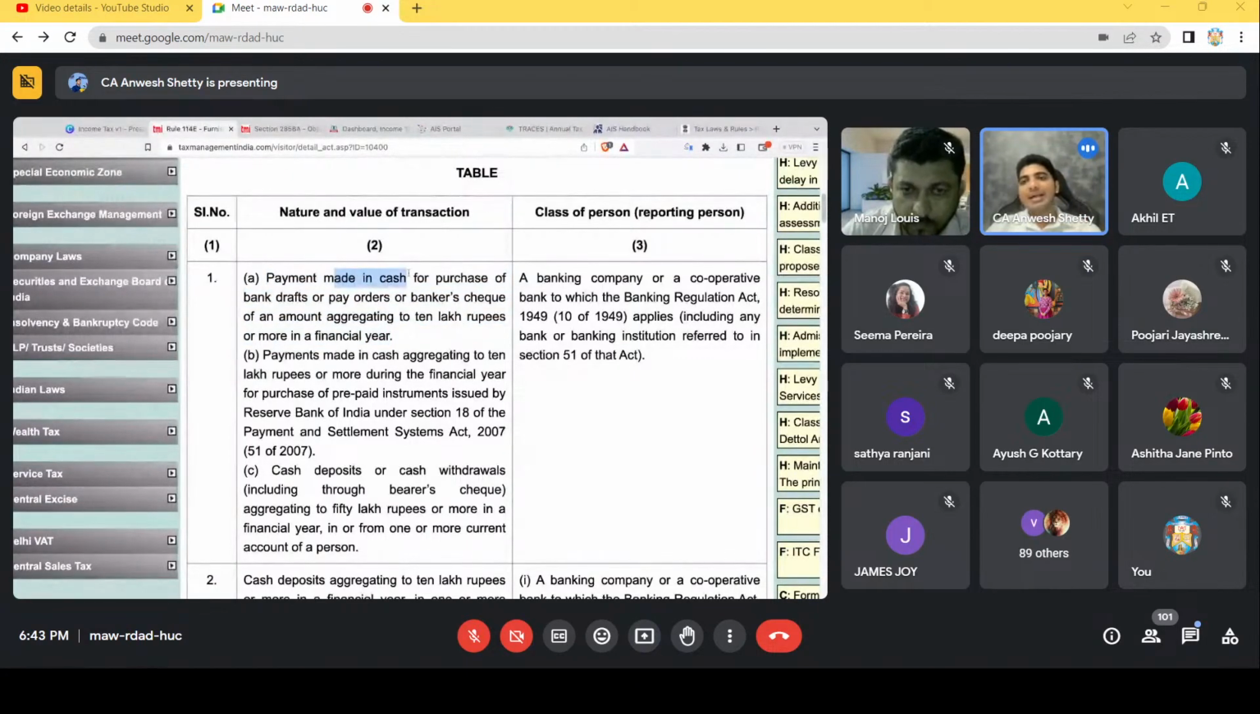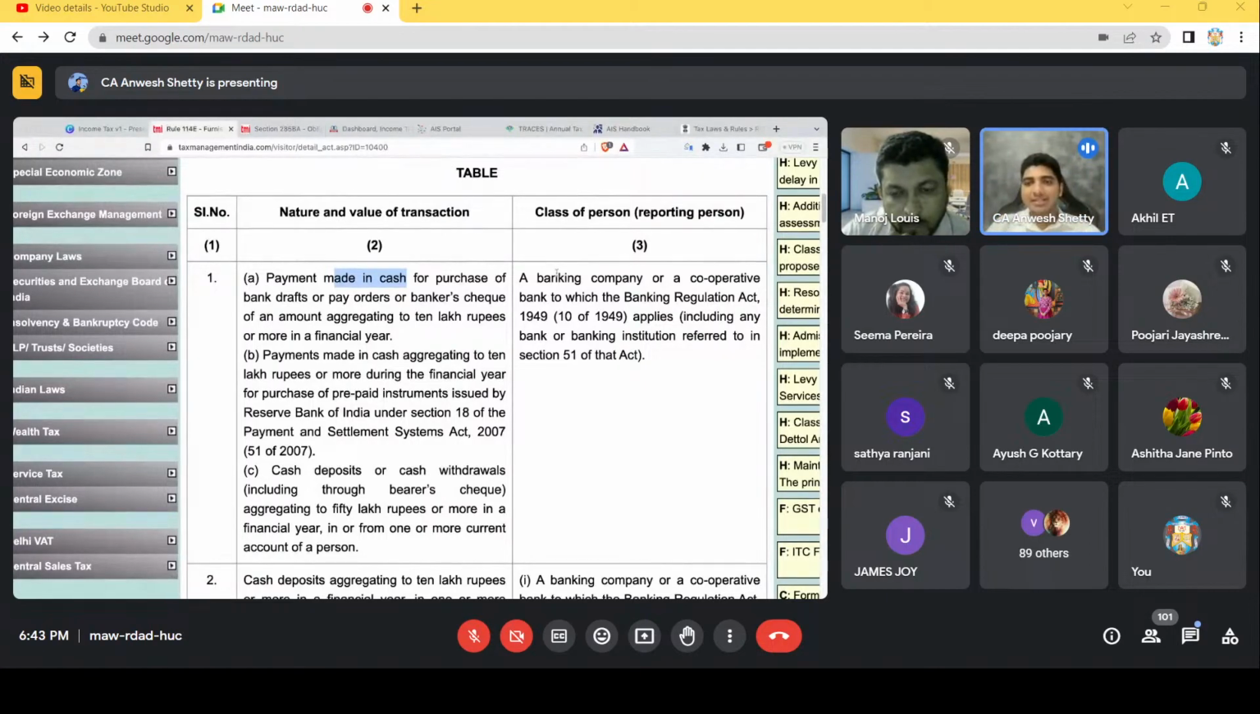So if you go to the bank and purchase a DD, you can actually make payment in cash and get a DD. If you're paying more than 10 lakh rupees, aggregating, so you have to aggregate it. So every month you go and pay 1 lakh rupees and get a DD. So for the whole year it becomes 12 lakh in cash. So then the banker has to report you.